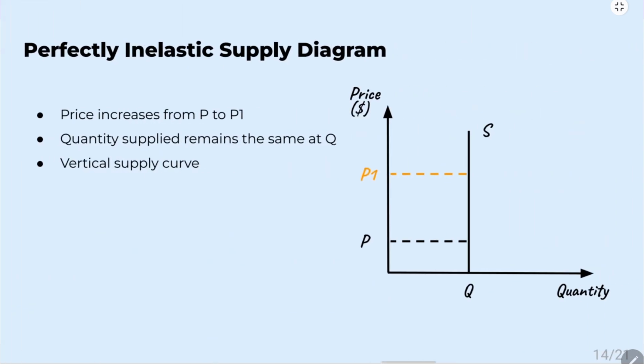This diagram shows perfectly inelastic supply. The vertical supply curve means quantity supply doesn't change even when price changes. In the diagram, price increases from P to P1, but quantity supply remains fixed at Q. For example, imagine there are only 5,000 concert tickets available for a music event. Even if ticket prices rise from $50 to $150, the number of tickets supplied stays exactly the same. This shows perfectly inelastic supply because producers cannot increase output regardless of price changes.